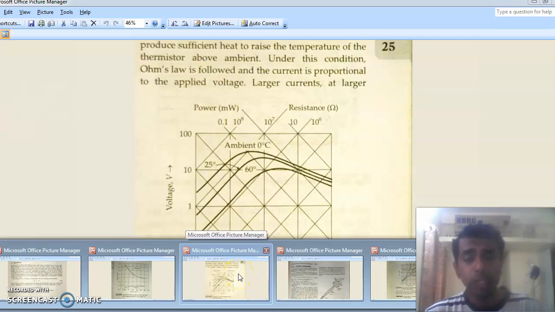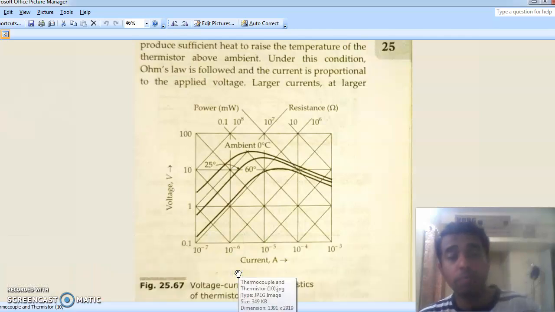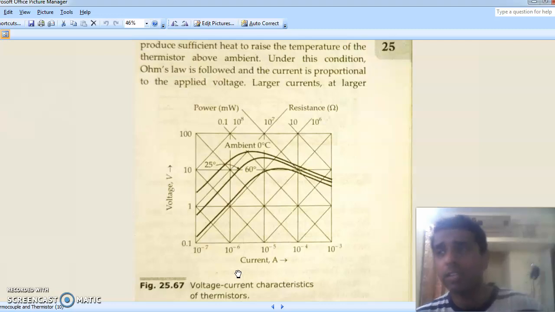So in general, thermistors, unlike thermocouples, have very high sensitivity. Their resistance varies, and you can expect a very high resistance change. Suppose the room temperature decreases by 1 degree Celsius. Then the resistance of the thermistor increases by 5%. See, room temperature decreases by 1 degree Celsius, what happens to the thermistor resistance? That resistance will increase by about 5%. So this is the high sensitivity of a thermistor.